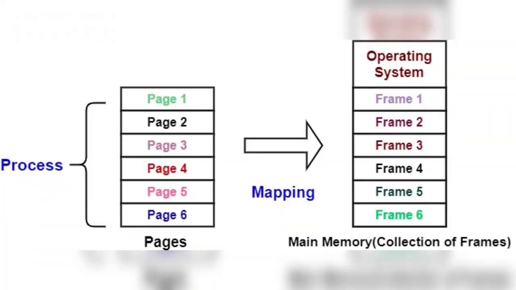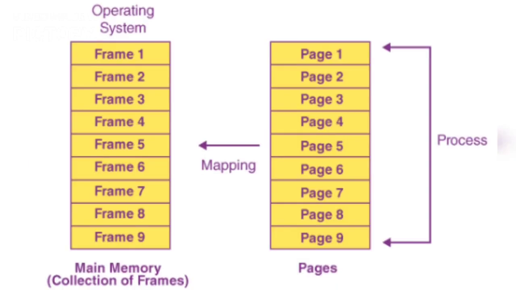When a program is running, it requires memory to store instructions and data. The operating system divides this memory into fixed-size chunks called pages. This process is known as paging.